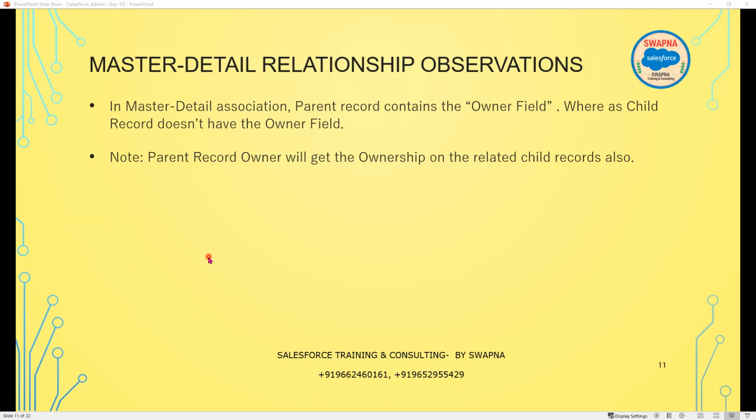Now, an object can have a maximum of 2 master detail relationships. So for lookup relationships, how many lookup relationship fields can we create?